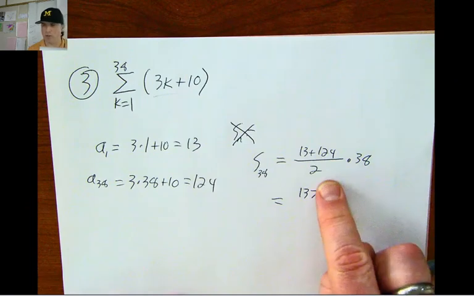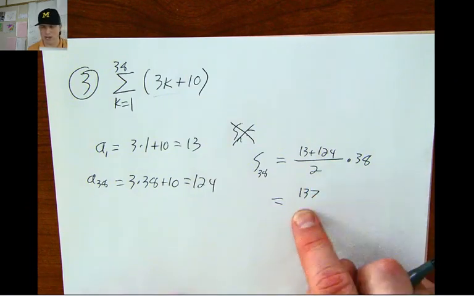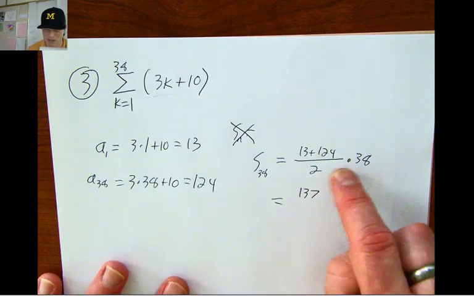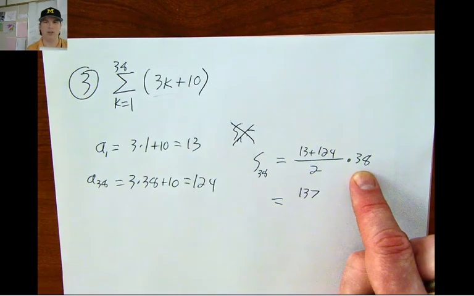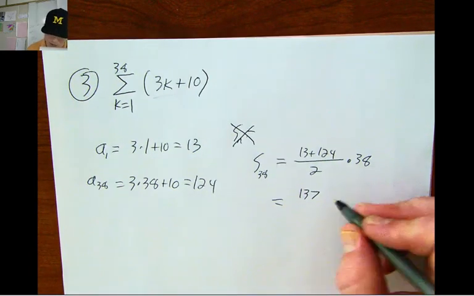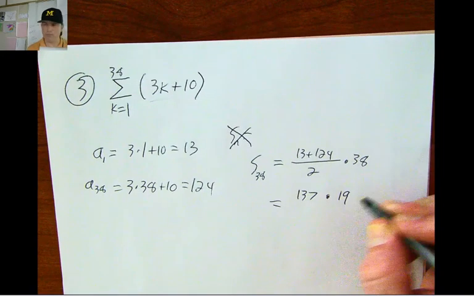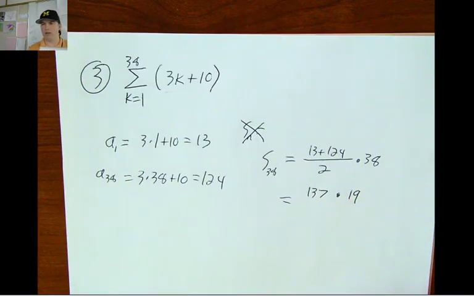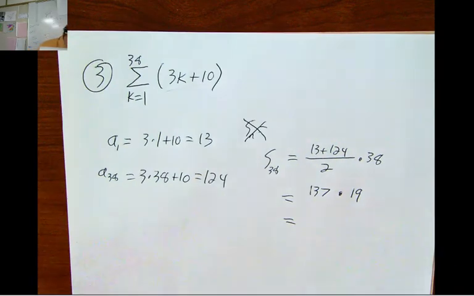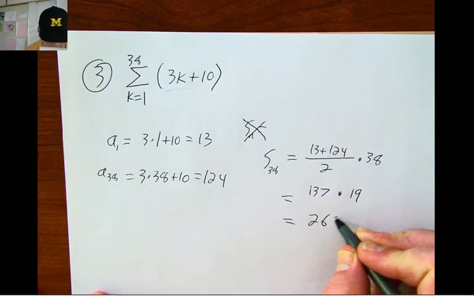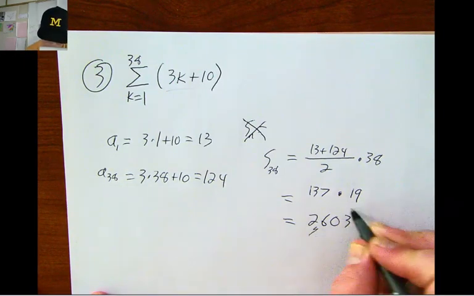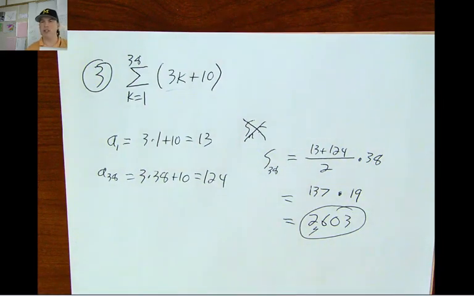So I don't want to divide by 2 and have that become a decimal, 0.5. So I'm just going to shift this divide by 2 over to here. And you can do that because it's all held together by multiplication and division. So 38 divided by 2 is 19. And then 137 times 19 is 2,603.